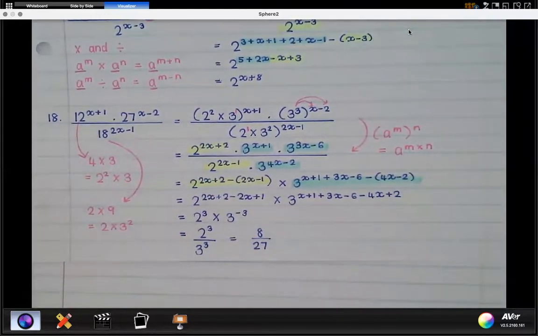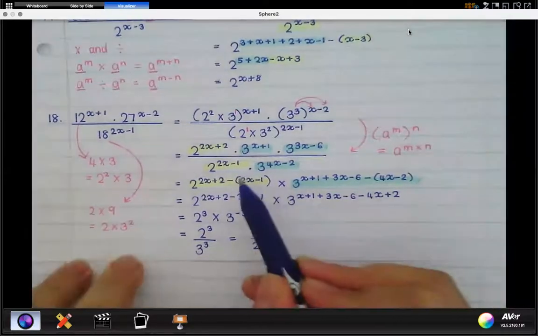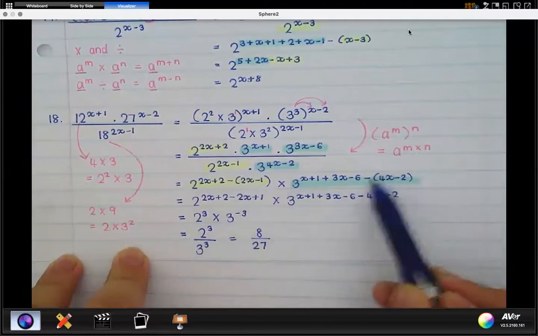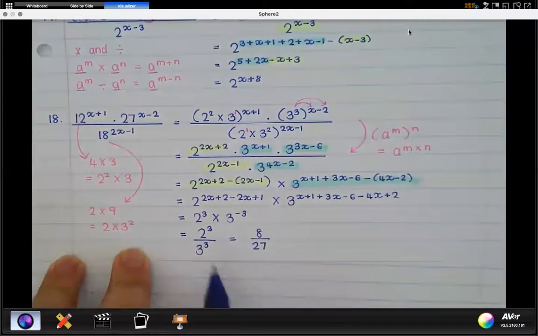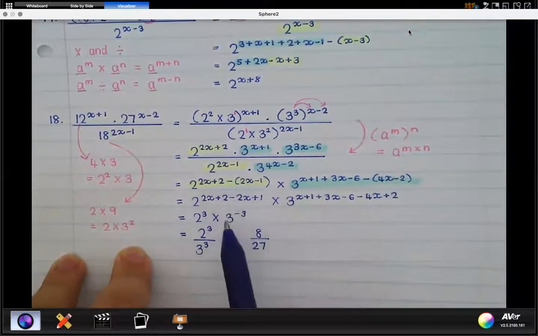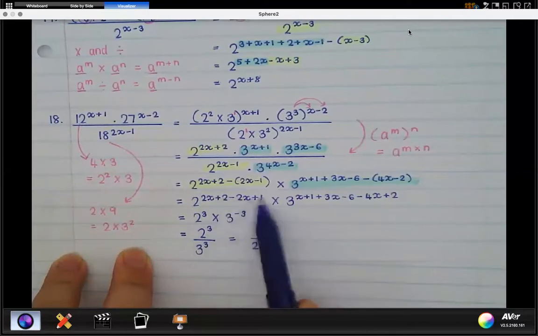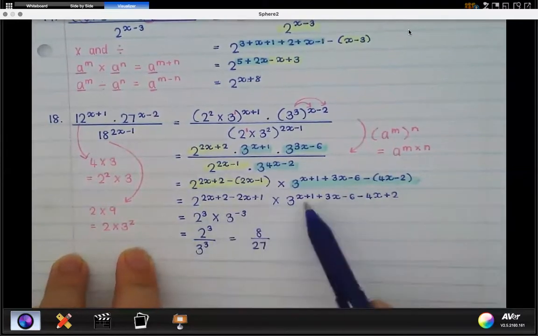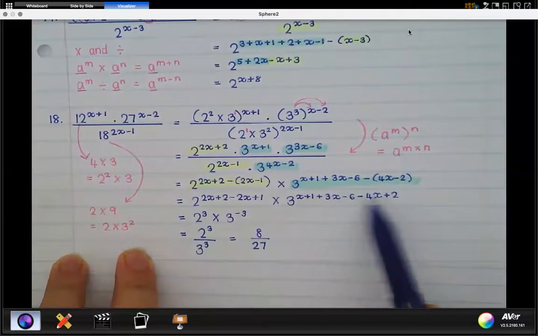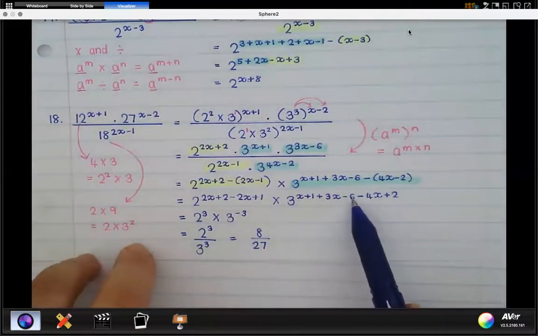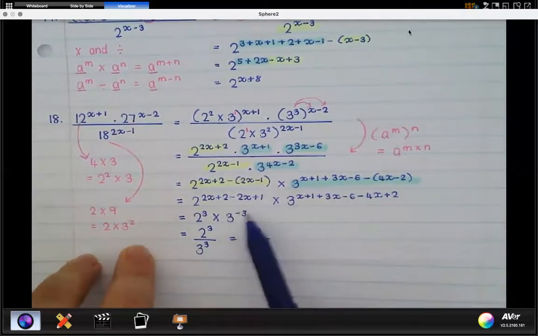Okay, next step, all I did was I multiplied my -1 into these two brackets. I did the same thing there, -4x plus 2. Then from here to here, you now just need to simplify. So when we're looking at the 2s, we have 2x minus 2x, that's 0, and 2 minus 3. Then I have x plus 3x is 4x, minus 4x, that's 0. And then we have a 1 minus 6, that's -5, plus 2 is -3.